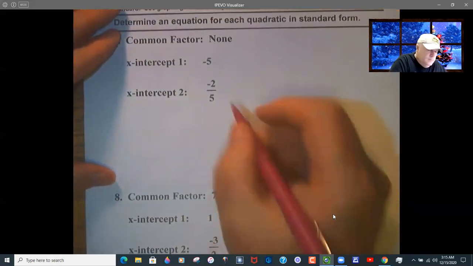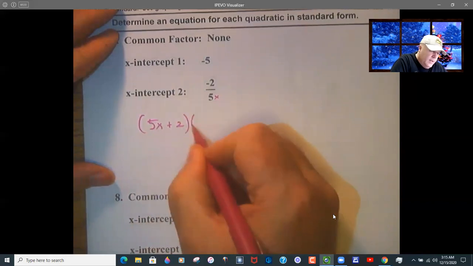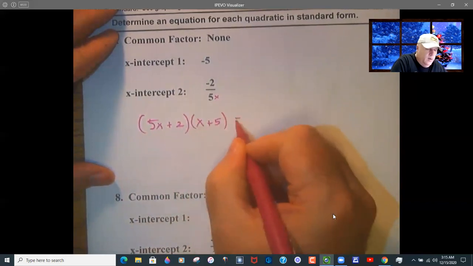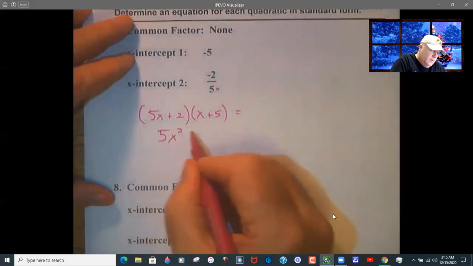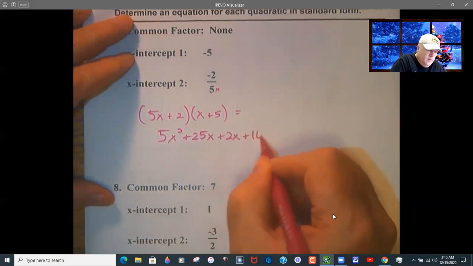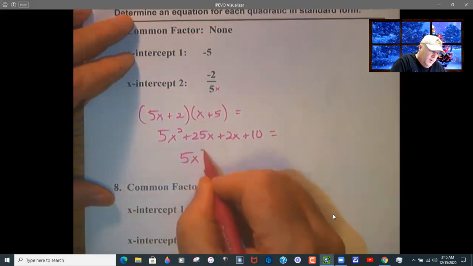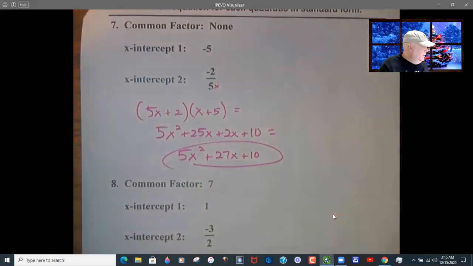So here, we're going to have a 5x plus 2 and an x plus 5. Now we want to know what is the standard form. So we have to FOIL it out. 5x squared plus 25x plus 2x plus 10. So 5x squared plus 27x plus 10. Not too hard to do.